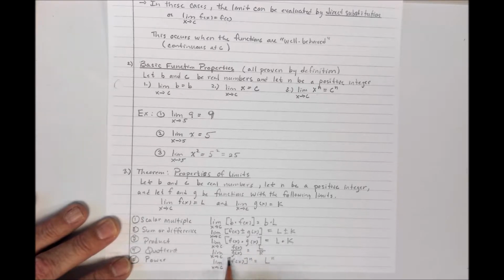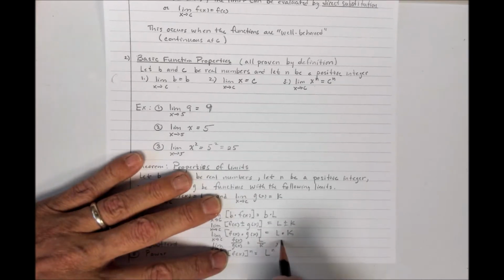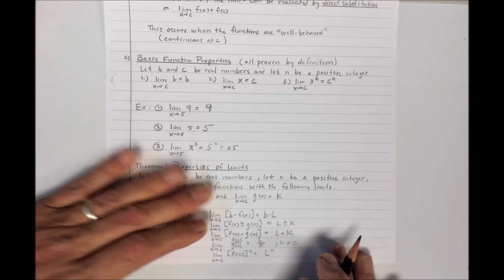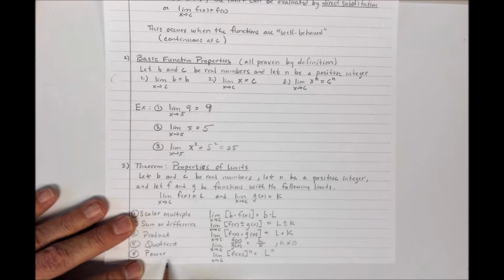Here we have the limit as x approaches c of f of x over g of x is equal to L over k. Now, this, of course, is assuming that k cannot equal 0, because you can't have 0 in the denominator. And the power here, the limit as x approaches c of f of x, raised to a power of n, is equal to the limit as x approaches c of f of x, all of that raised to the power of n, or L to the n.